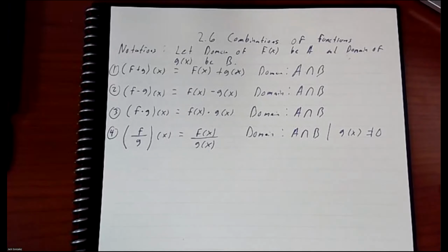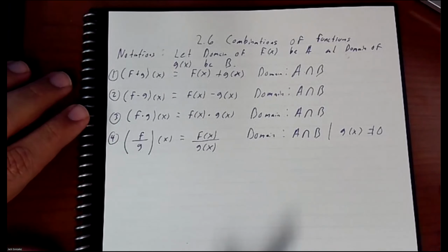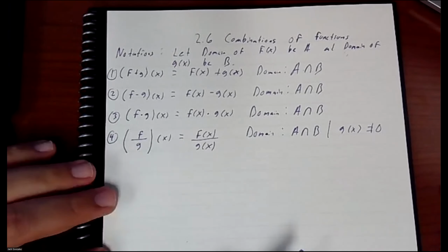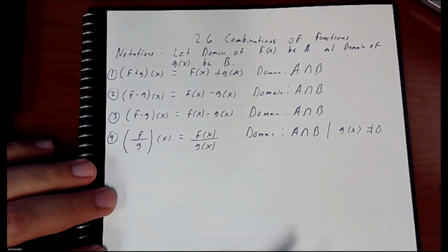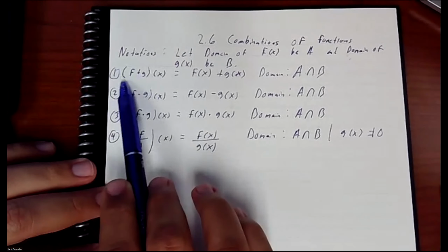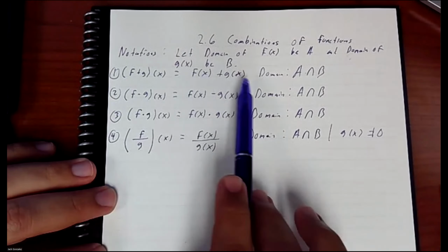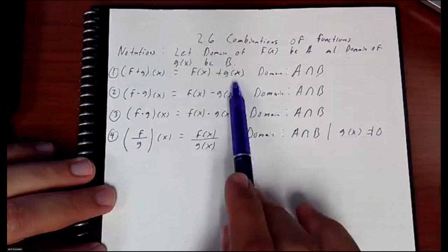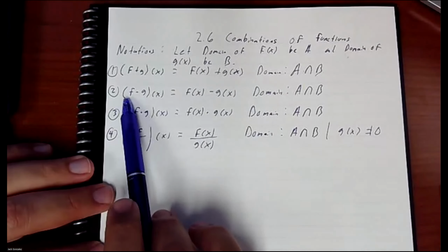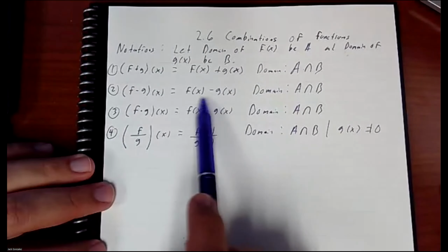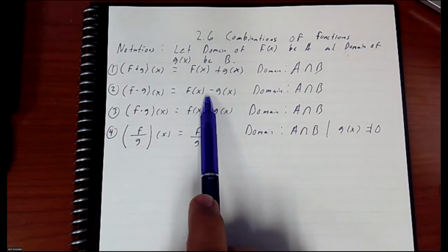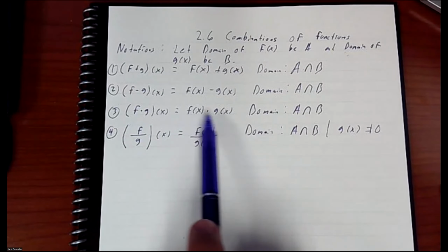All right. So here are the notations for algebra of functions. This is the easiest way to describe this. If you see f plus g inside with an x, all that means is add the function f and the function g. We've mentioned this a little bit already. The difference, same thing, just subtract them. If you see a times, we'll multiply them together.